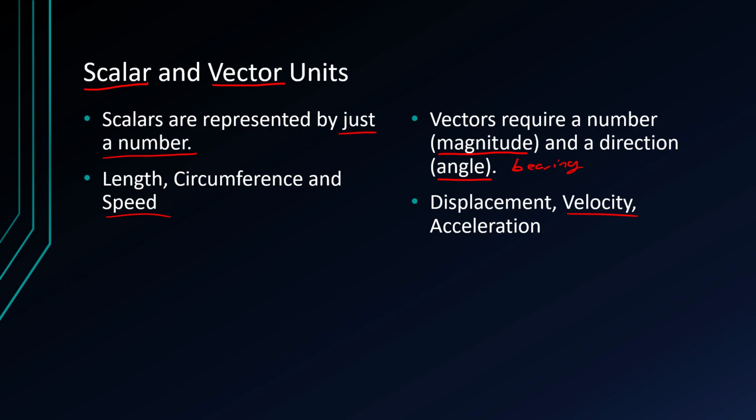We'll come across later this important sentence, which can be written in a couple of different ways, but speed is the modulus or magnitude of the velocity. It is a key phrase to know, just to kind of differentiate between the scalar and the vector units.